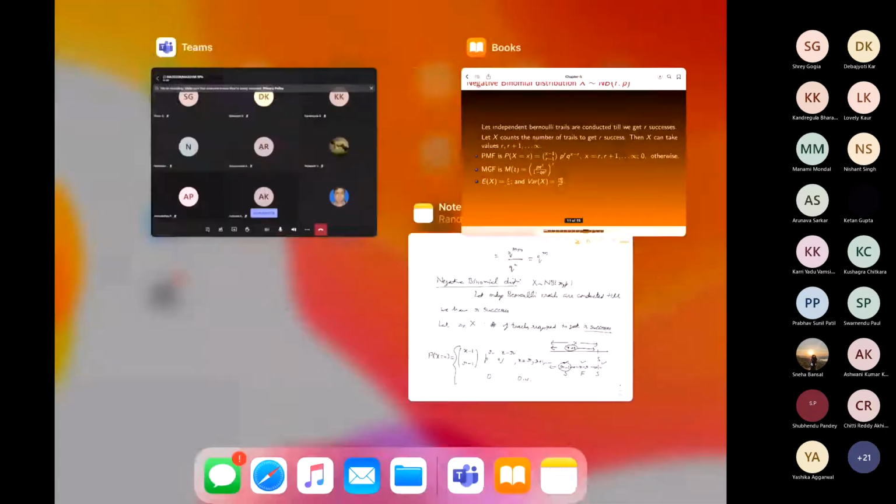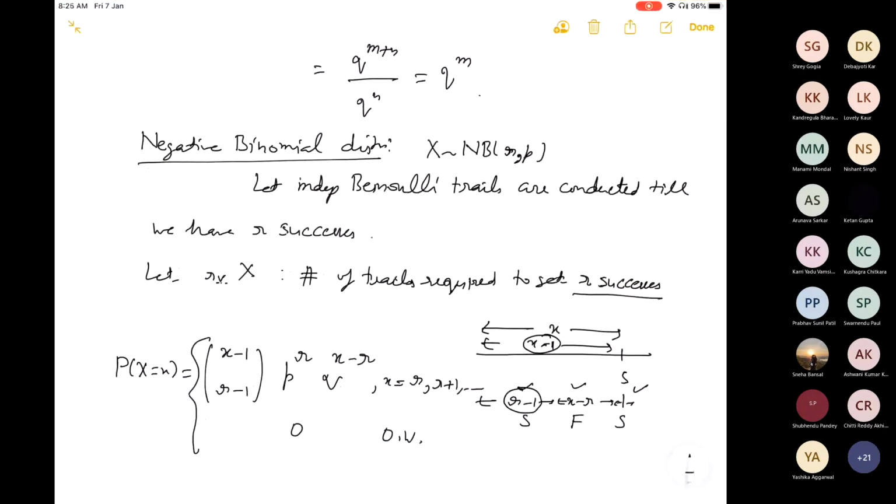Because we have to stop the trial. Independent Bernoulli trials are conducted till we get r successes, so we cannot stop till we get r successes. The last one should be a success, then only we will stop. Before that, r minus 1 successes should be there, so that a total of r successes are there. Okay, sir.